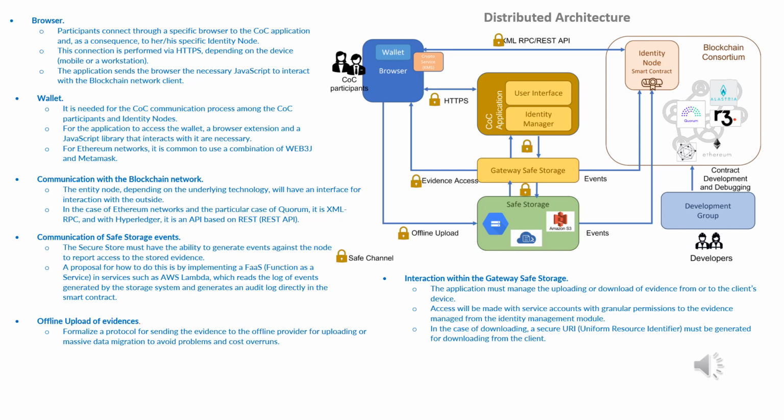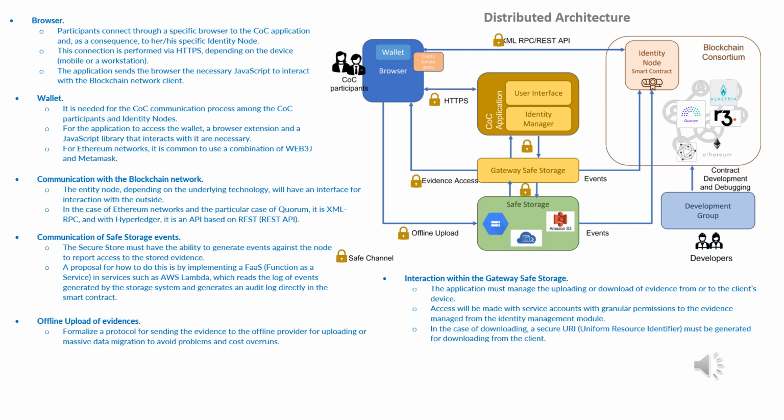It is an API-based REST version of things. So for communication of safe storage events, the source store, secure store, must have the ability to generate events against the node to report access to the stored evidence, and proposed how to use this by implementing function as a service, such as AWS Lambda, which reads the log of evidence generated by the storage system and generates an audit log directly in the smart contract.